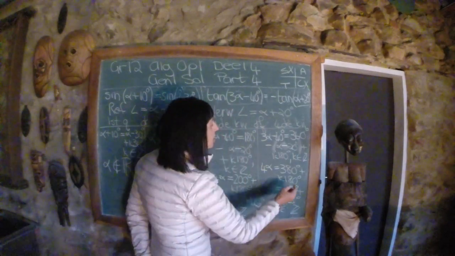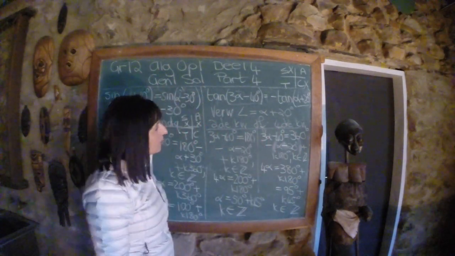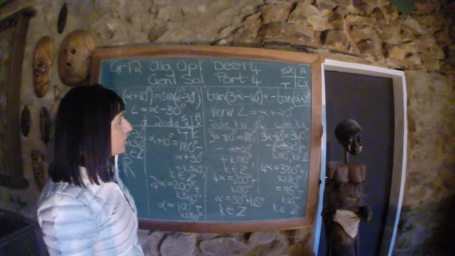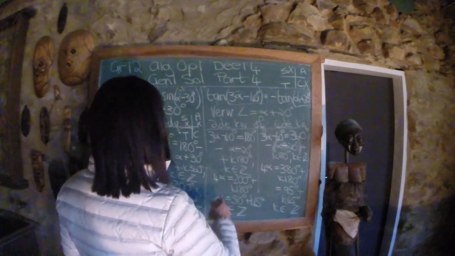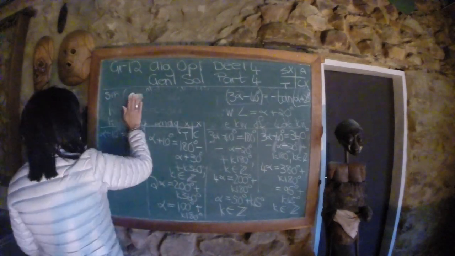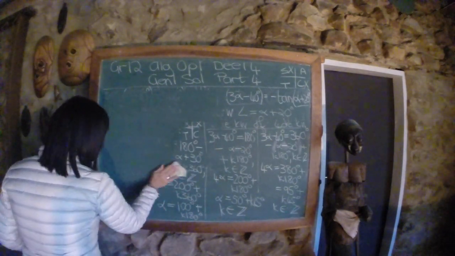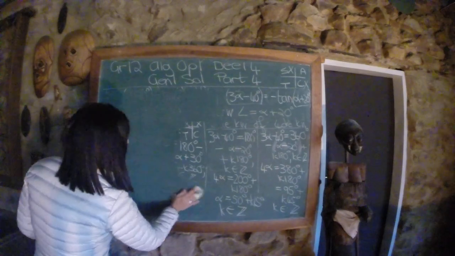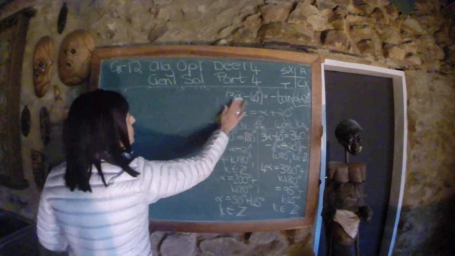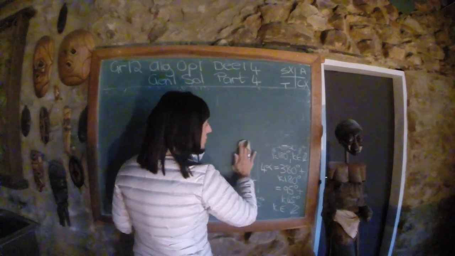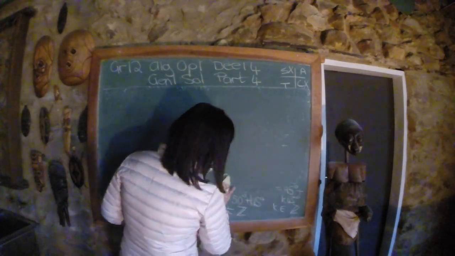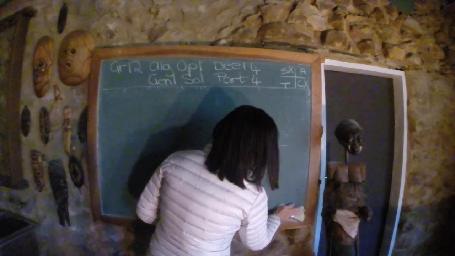En dit is jou algemene oplossing in jou vierde kwadrant. Goed, graad 12, een laaste voorbeeld, voordat julle bietjie gaan oefen. Hierdie voorbeeld is baie belangrik. Dit word altyd gevra. So kom ons haal diep asem, get some oxygen on your brain and concentrate very well.